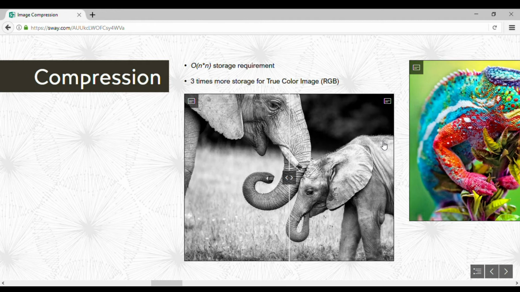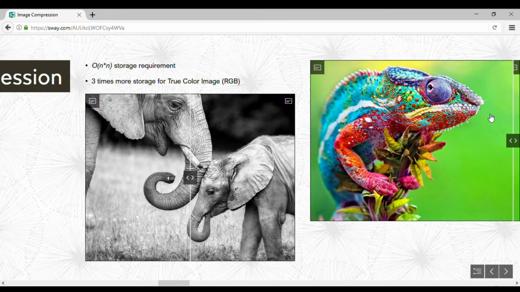Compression. The storage size of an image varies in order of n squared, where n cross n is the dimension of the image. Color images require 3 times more storage since each pixel has 3 values. The knowledge of redundancy present in the image because of highly correlated adjacent pixel values can be used to compress the image. The true color image, which originally required 11.2 MB for its storage, after compression using JPEG, got reduced to 656 KB.